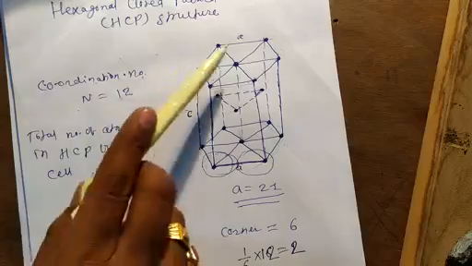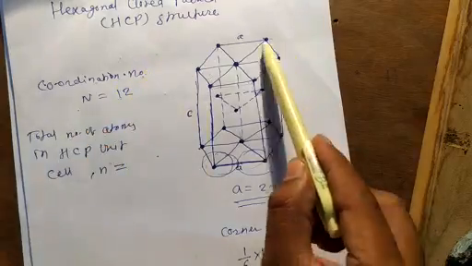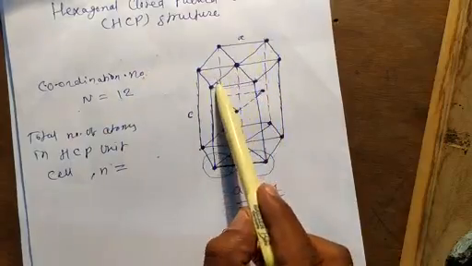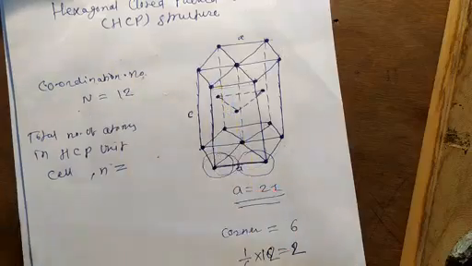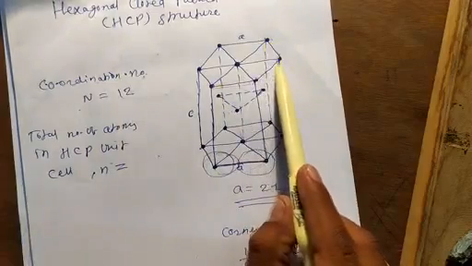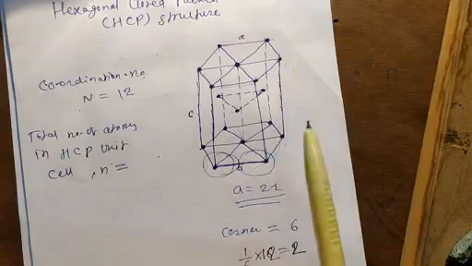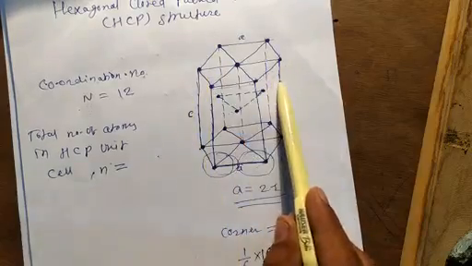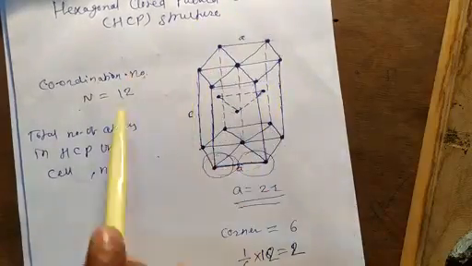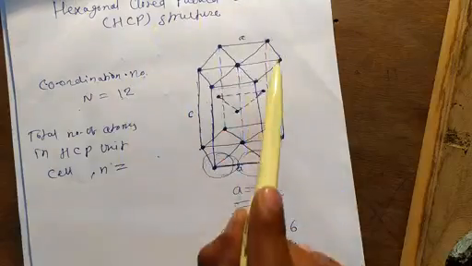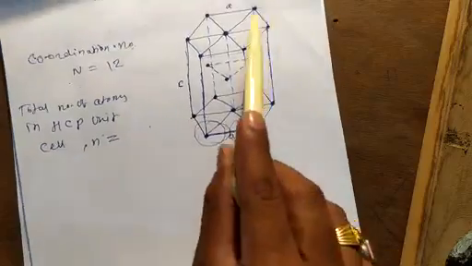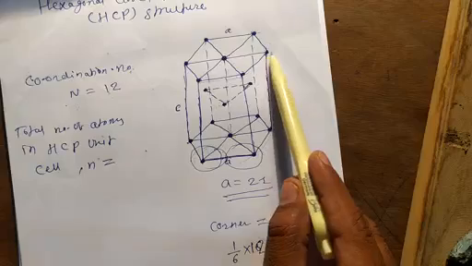In this, the top layer contains 7 atoms: 6 atoms at the corners and 1 at the middle. Each corner atom is shared by the surrounding 6 hexagons. This is the hexagon, there is another hexagon, and another hexagon. Each corner atom is surrounded by 6 hexagons.